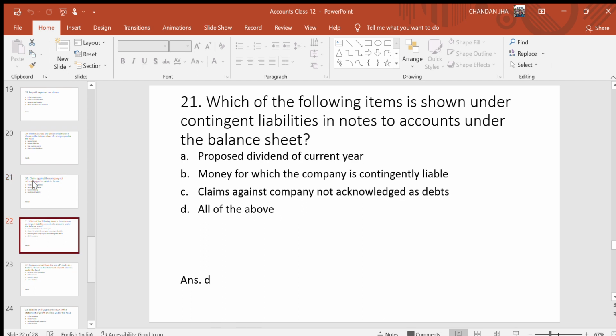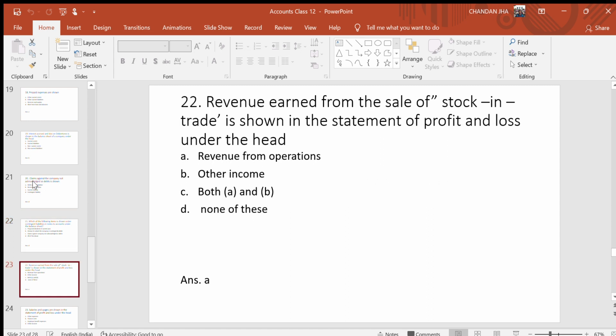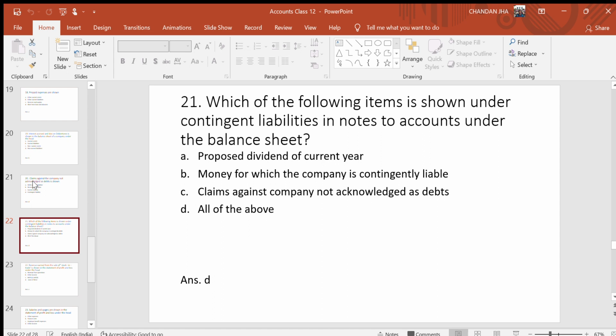Question number 21. Which of the following items is shown under contingent liabilities in notes to account under the balance sheet? Option A. Proposed dividend of current year. Option B. Money for which the company is contingently liable. Option C. Claims against company not acknowledged as debts. Option D. All of the above. The correct answer is D. All of the above.